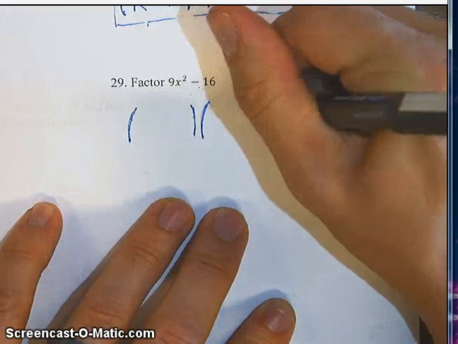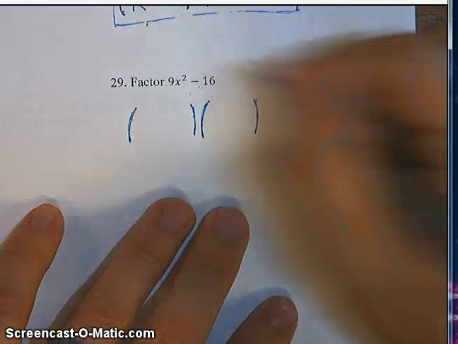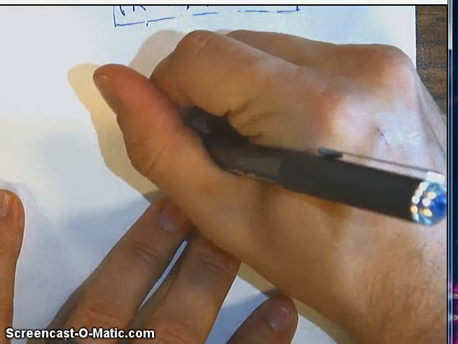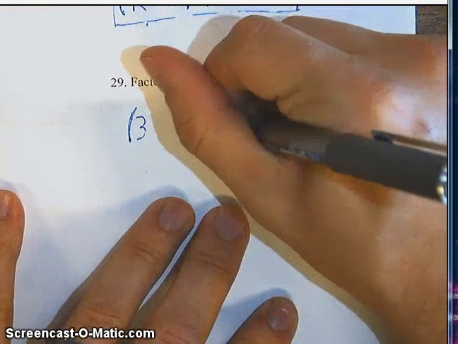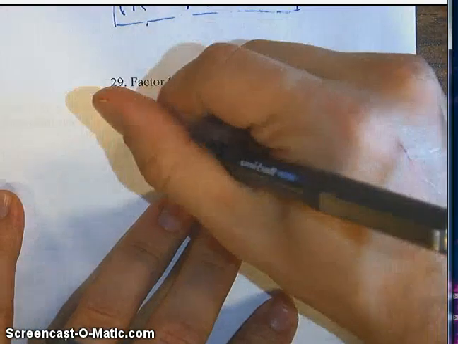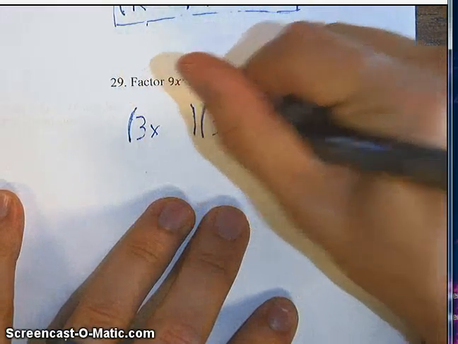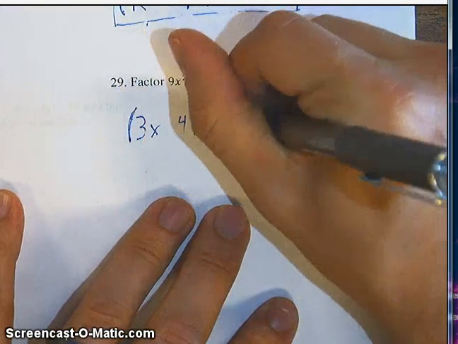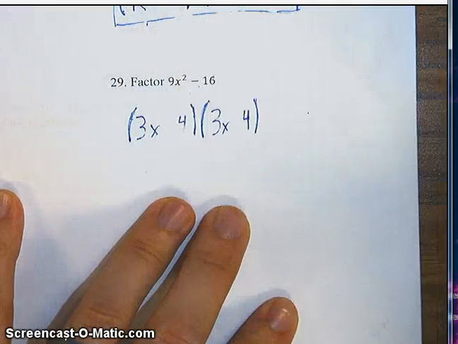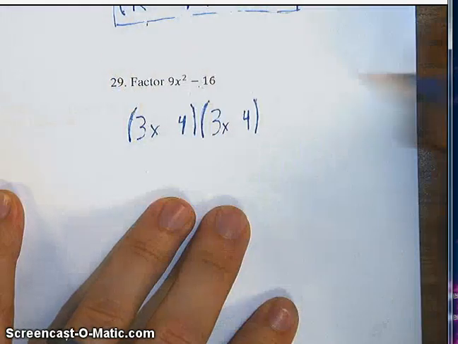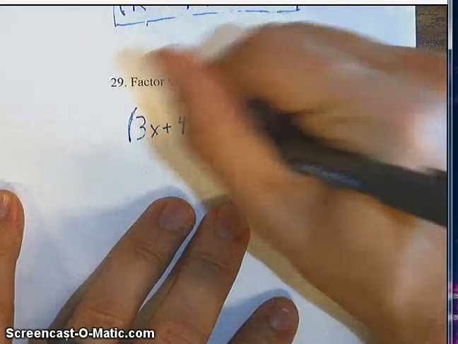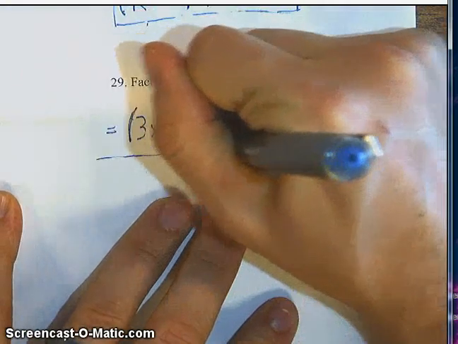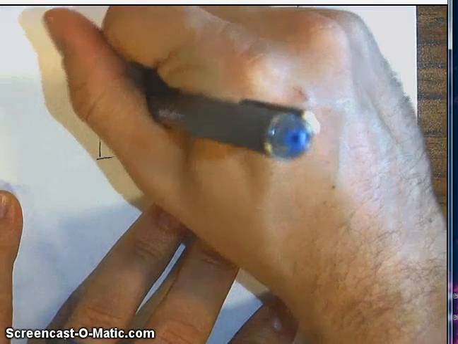So I'm going to factor it. I'm going to put my two factors in there. Square root of 9 is 3. Square root of x squared is x. Square root of 16 is 4. And since it's the difference of two squares, these factors are positive and negative. And that's it. That's how you do it.